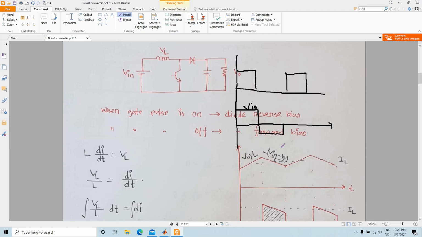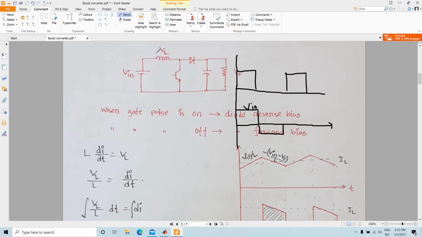Whereas for the second part, our slope is minus (Vout minus Vin) divided by L, or in other words it's (Vin minus Vout) divided by L. So this is the slope of your falling edge of the inductor current, which you basically get by integrating the VL, or the voltage across the inductor.